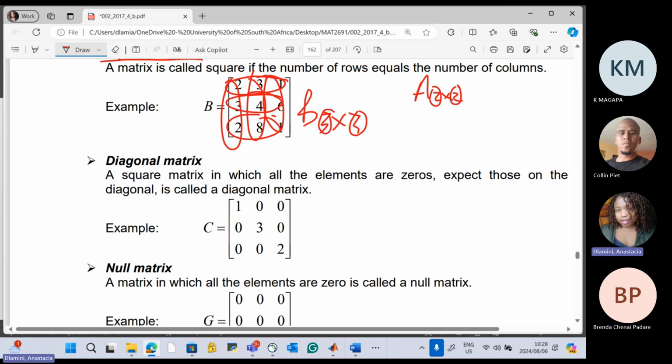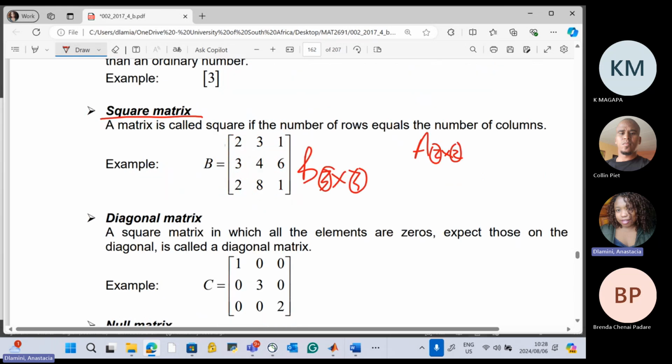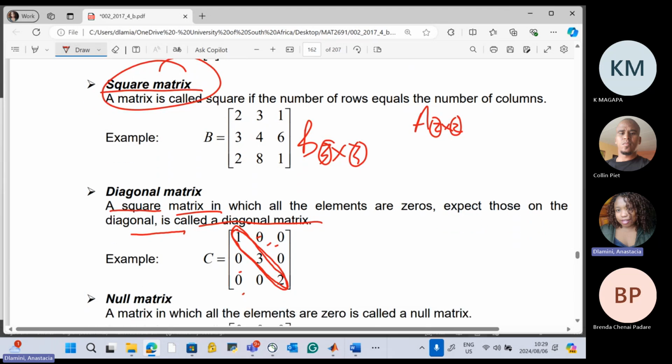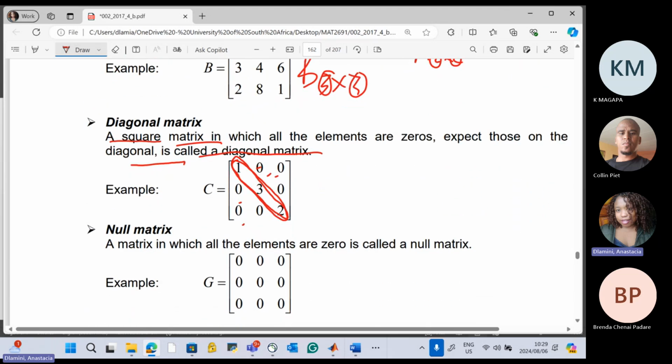Thank you. A diagonal matrix, a square matrix. Now, they're saying a diagonal matrix is a square matrix, meaning that the number of rows is equal to the number of columns, in which all the elements are 0, except those on the diagonal. That's why it's called the diagonal matrix. So all these elements on the main diagonal are non-zero, and then all of the others are 0. Yes? Can I move on?